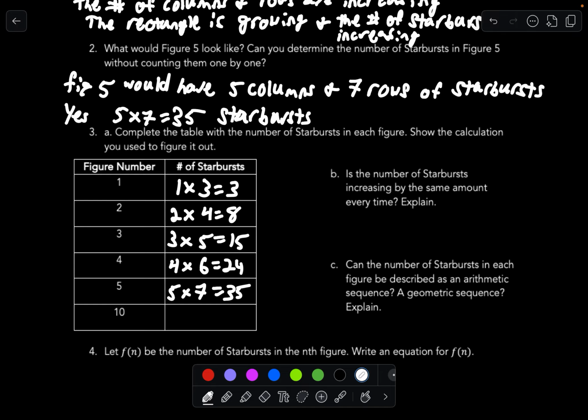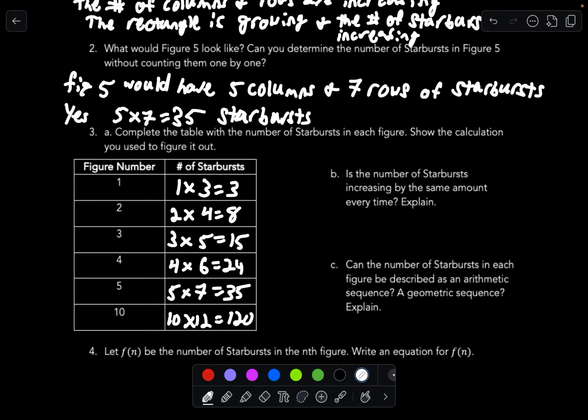And if you look at this, it's always the figure number times 2 more than that number, right? So 1 times 3, 2 times 4, 5 times 7. This would be 10 times 12, which is 120. Okay? Is the number of starbursts increasing by the same amount every time?